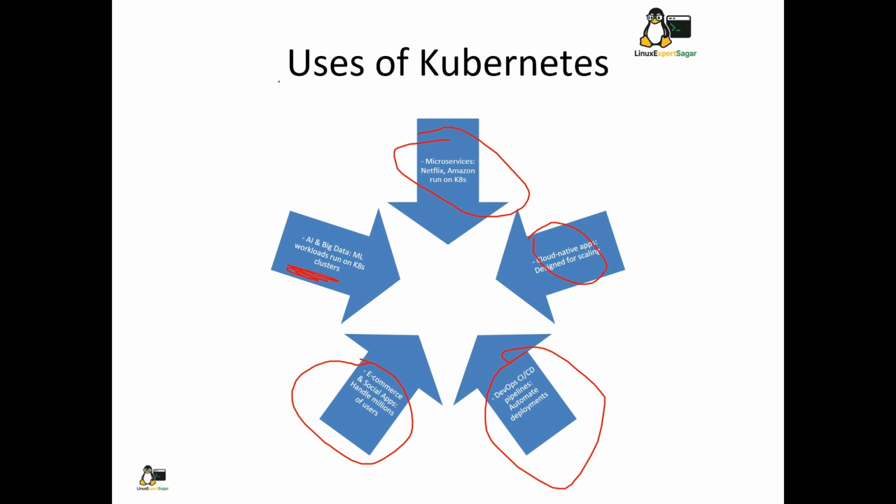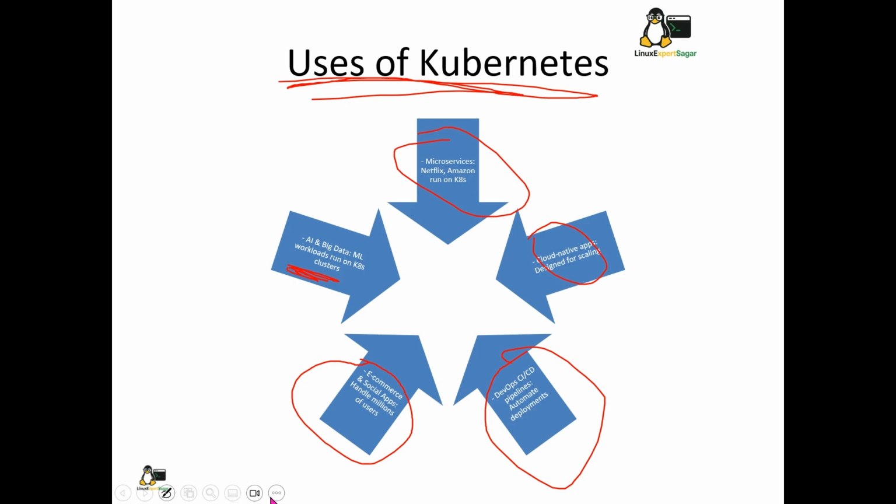Next is the use of Kubernetes. Kubernetes is not just theory. Don't take it lightly. It's widely used in almost every industry today. So let's look at some real world examples. First, microservices: big companies like Netflix, Amazon, and Google run hundreds of microservices, and Kubernetes keeps them organized and running smoothly.